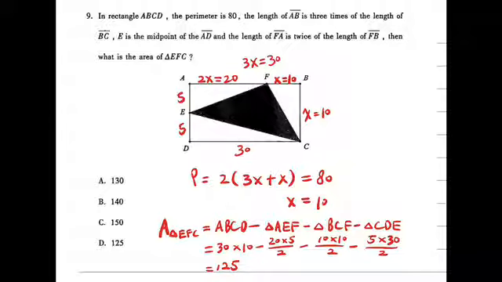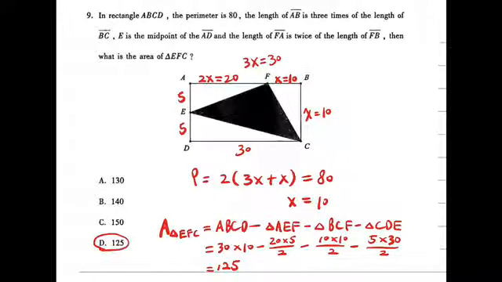So the final equation is 30 times 10 minus 20 times 5 over 2, minus 10 times 10 over 2, minus 30 times 5 over 2. We solve it, it equals 125. Answer D.